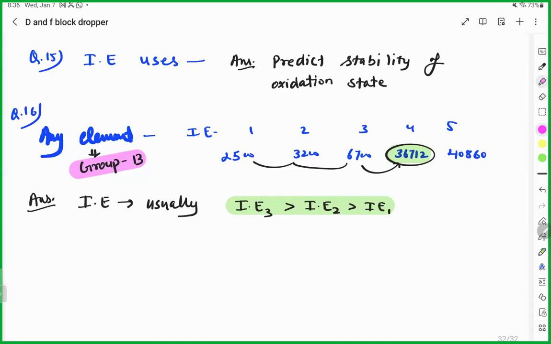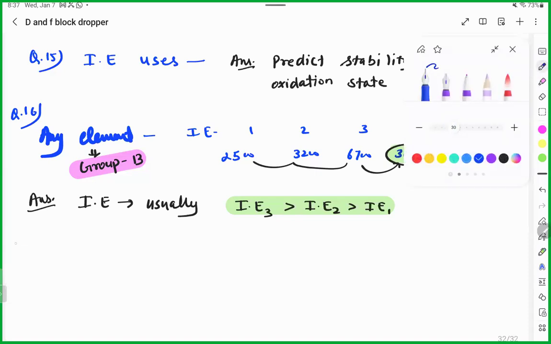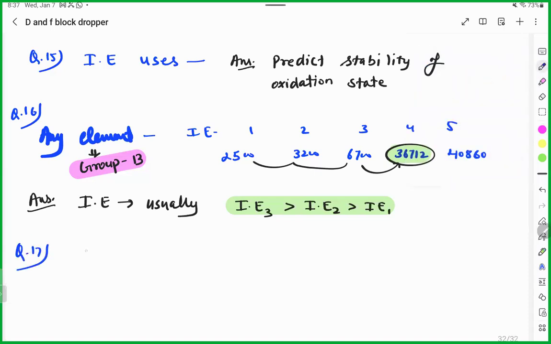See the sudden change. For example, if somewhere ionization enthalpy is very low, it means the compound will be extremely stable. For example, if you see question number 70, why does scandium have low third ionization enthalpy? Sarah.